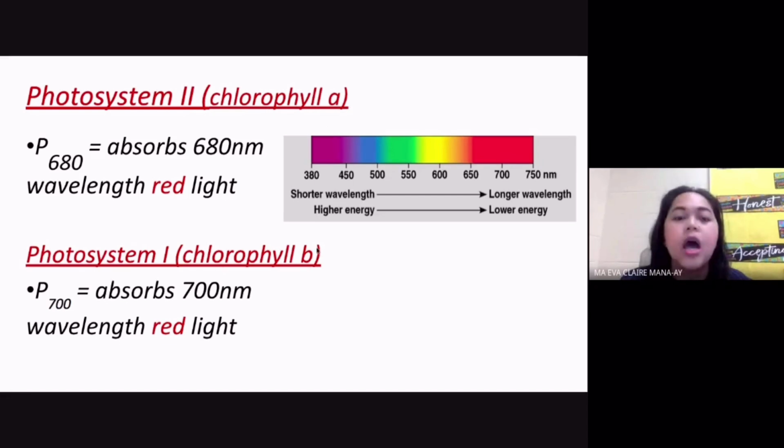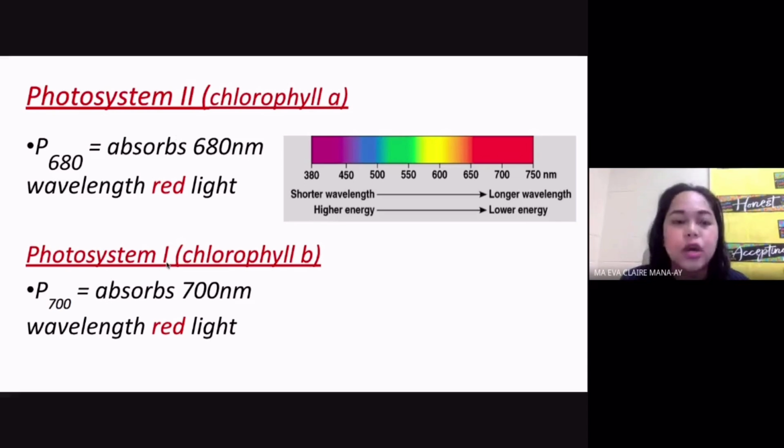So chlorophyll B is also used, but this only contributes some of its energy to chlorophyll A. Chlorophyll A is the main pigment in photosynthesis. Now, what starts the process of harnessing or gathering light is photosystem 2, not photosystem 1.